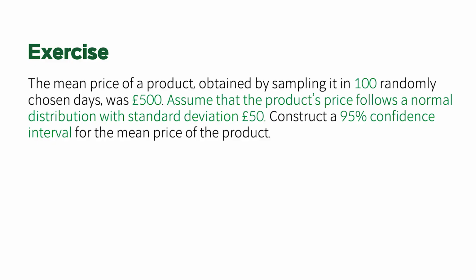All right, we're going to go over some more exercises to practice the central limit theorem and how to apply it for finding the confidence interval. The first exercise is as follows. The mean price of a product obtained by sampling it on 100 randomly chosen days was 500 pounds. Assume that the product's price follows a normal distribution with a standard deviation of 50. Construct the 95% confidence interval for the mean price of the product.